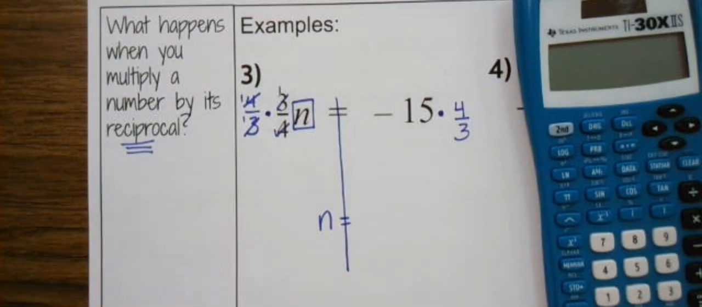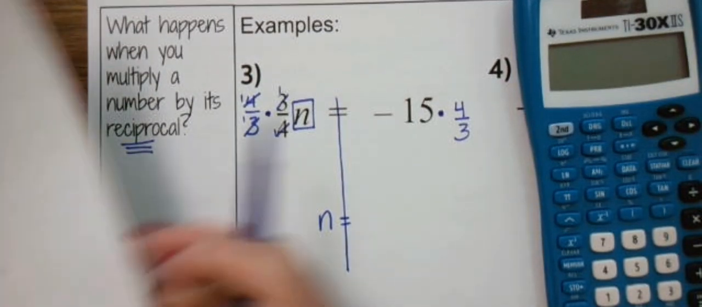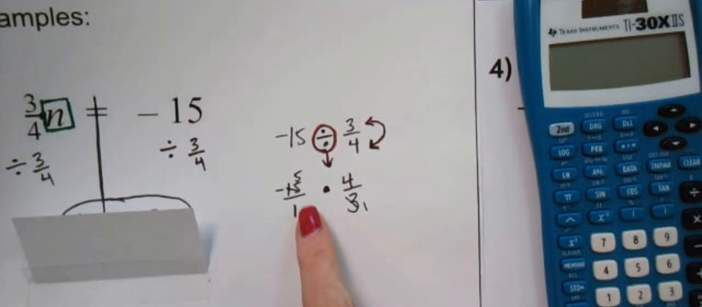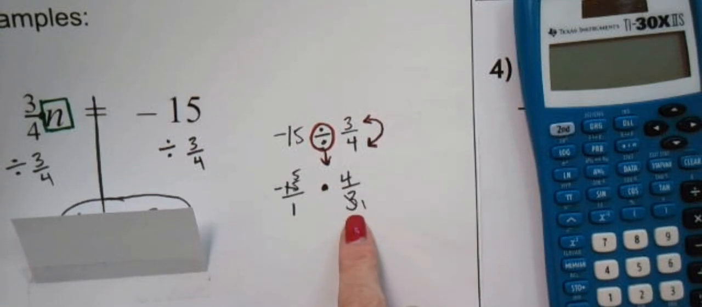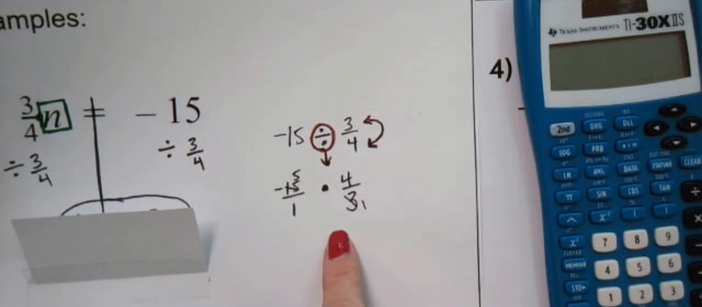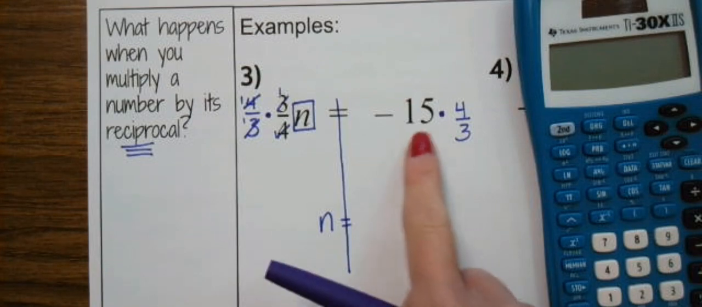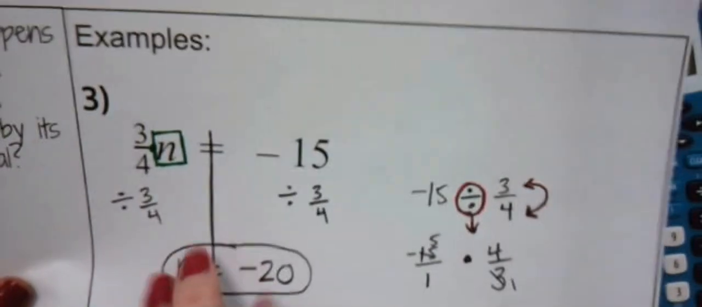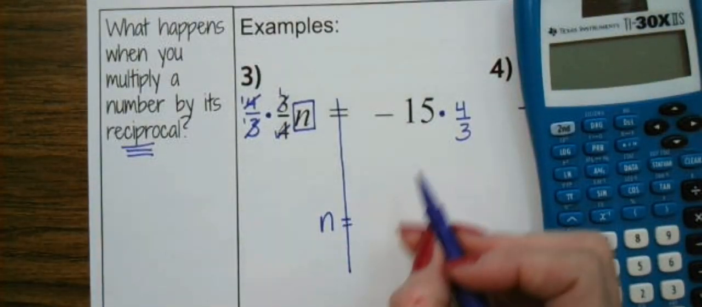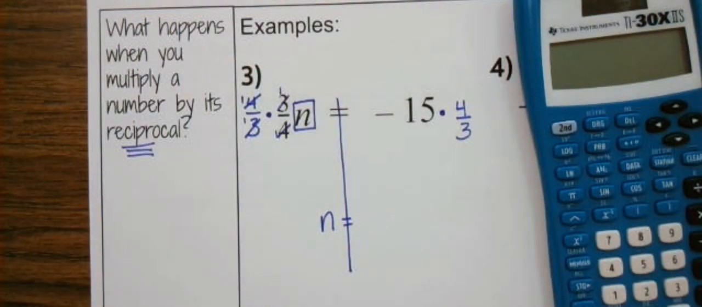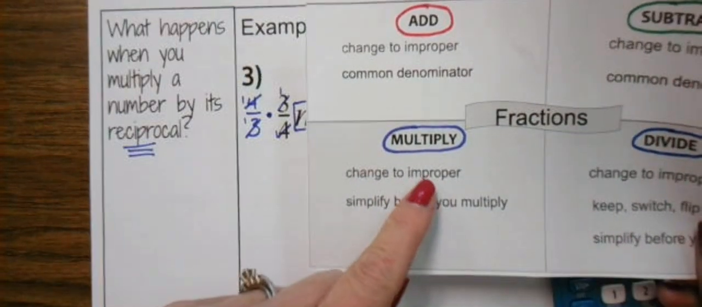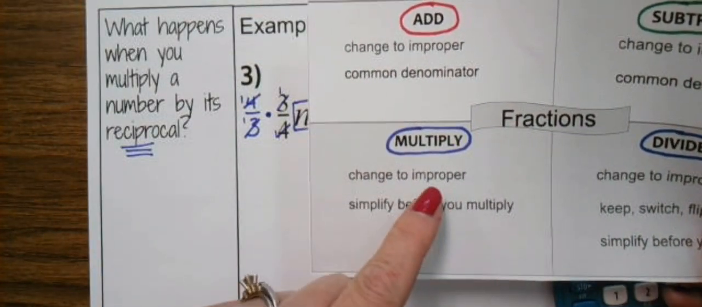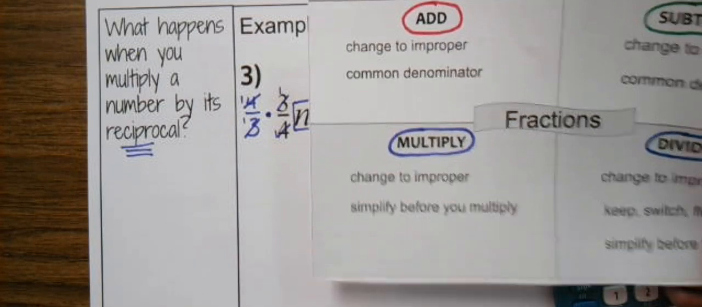Now let's just take a step back real quick. Isn't that what we did over here? Didn't we multiply by 4/3? Yeah, we absolutely did here in this same example. So I'm just saving myself the step of dividing and having to keep switch flip. Okay? So now when I multiply fractions, I want to keep in mind I need to be sure that they're both improper and simplify before I multiply.